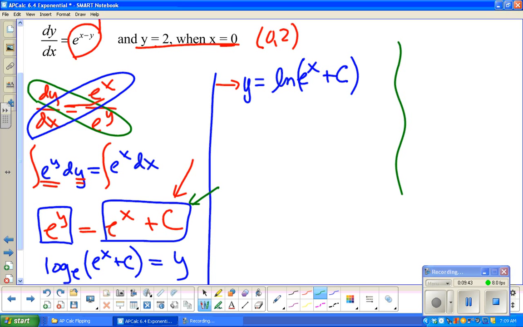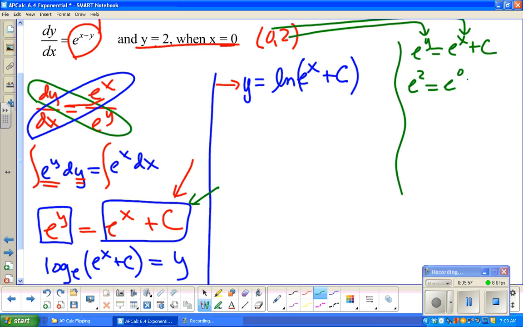Okay, so off to the side here, let me rewrite, and this doesn't feel very organized to me, so I'm sorry. But I'm going to put in a y of 2. So this is e squared equals e to the 0 plus c. And e to the second is just e squared. E to the 0 is 1. So c is going to be equal to e squared minus 1.